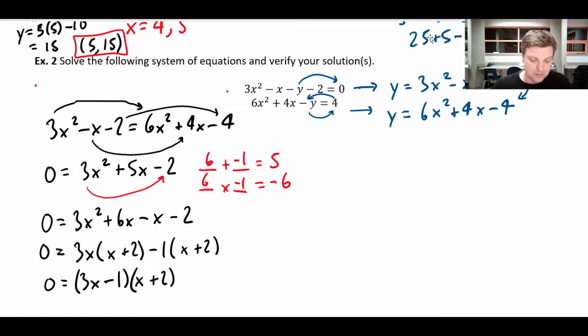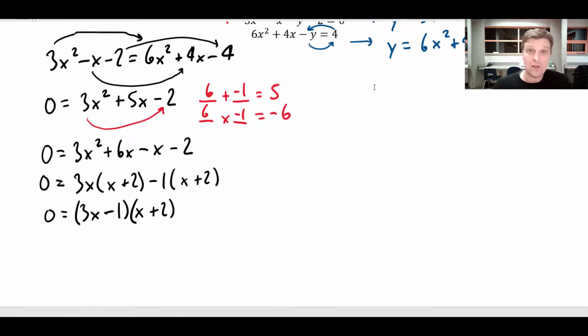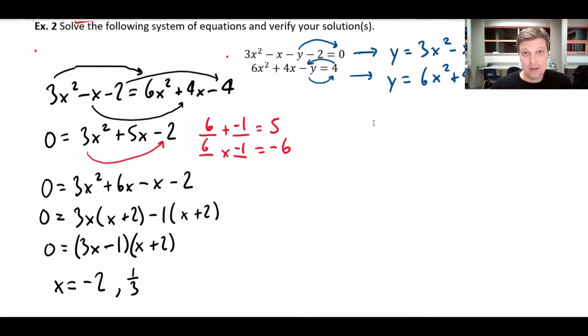And of course, then just to finish it off, I'm going to solve for x, and so I can see that x in this case can equal minus 2, and it can equal positive 1/3. So those are my two solutions for x. I'm not finished, of course, because I have to then find the ordered pair. I know what x is, but I have to find what y would be in each of those cases.